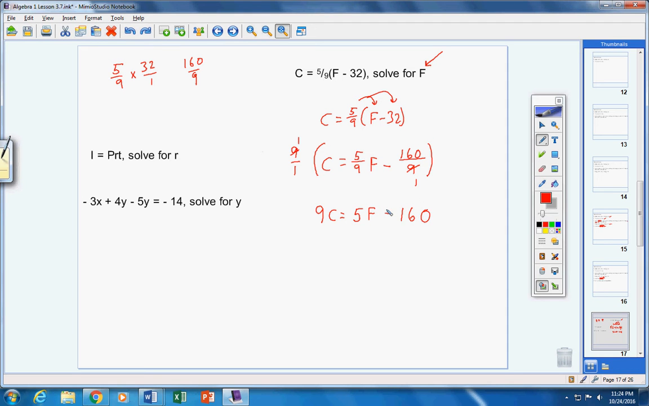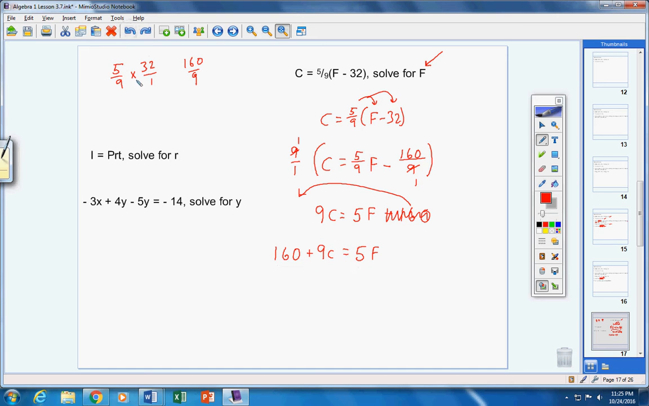So I'm going to pick up this negative 160 and bring it over. So now it's a positive 160. Of course, my 9 is still positive. And I bring down my 5f. Do you see what I did? Every single term that has an f is on one side. All the other terms that don't have an f are on the other side.